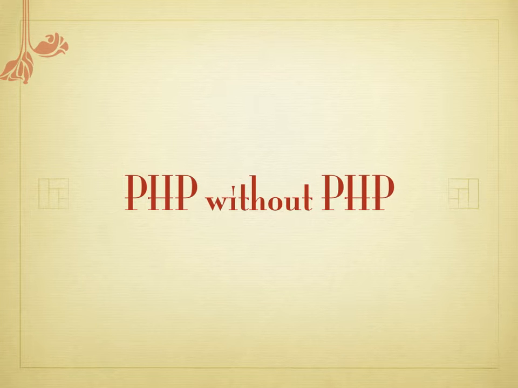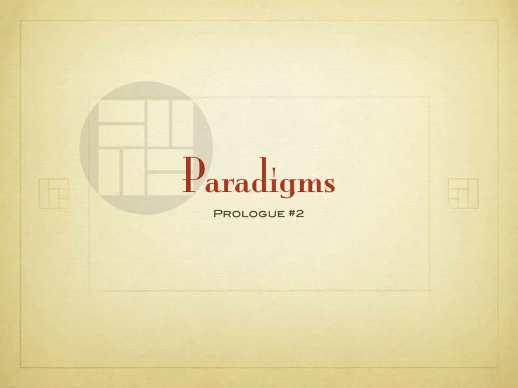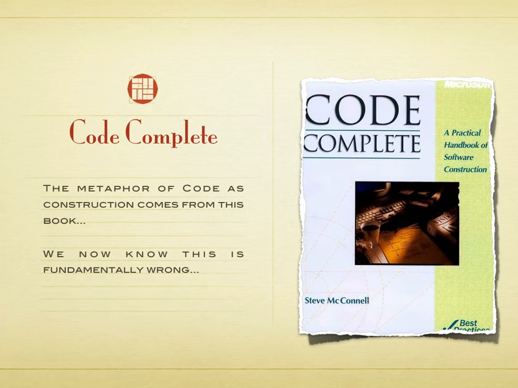The second prologue is this concept of paradigms. So to talk about paradigms, I want to bring up this book. This book is called Code Complete, and it was written in the mid-'80s, and it's considered the seminal text of software development, at least in that era. And it was because Microsoft, where the author was working, became dominant during that same era.